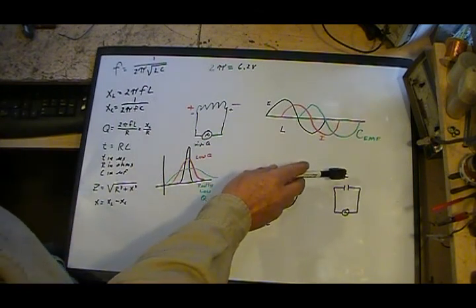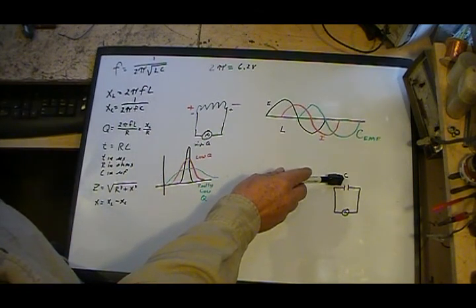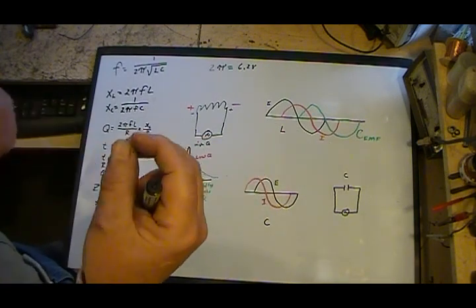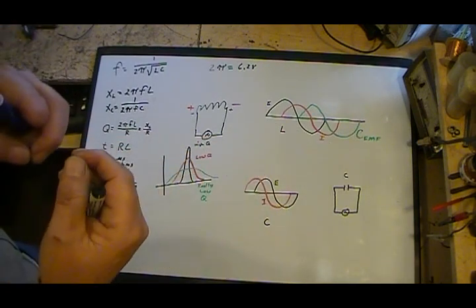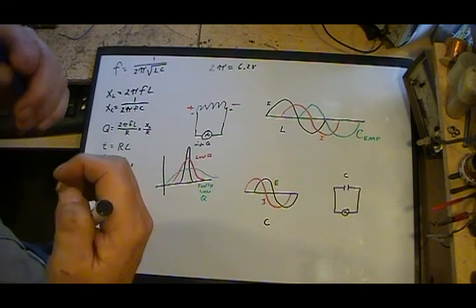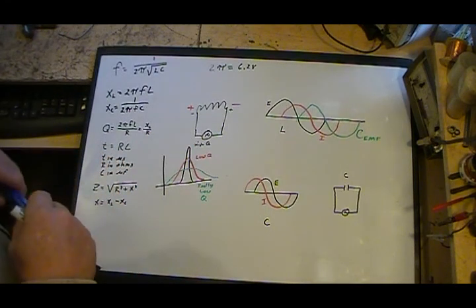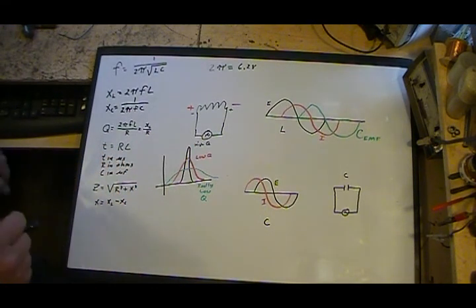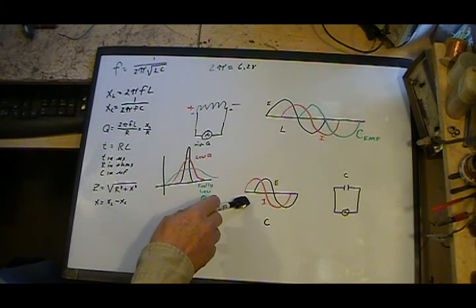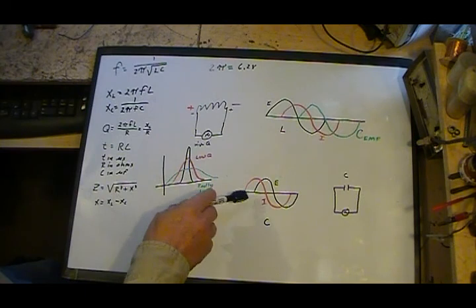But it's all due to the fact that it takes a little bit of time to build that charge, to get the charges to move and build up on the plates and shift on the plates. So that's what you get. That's why you get the lead in current over voltage.